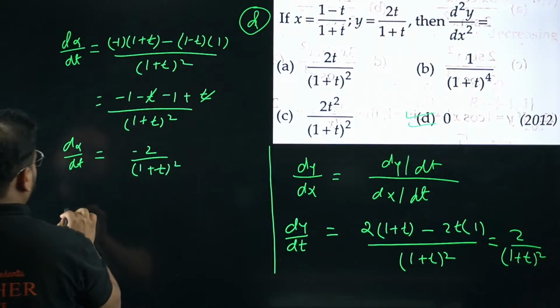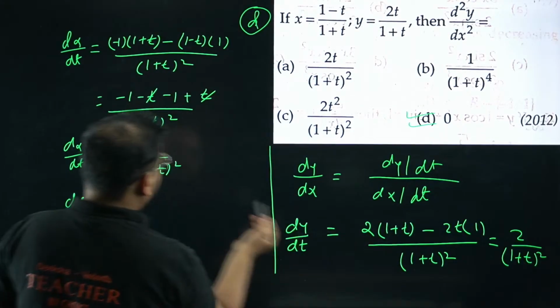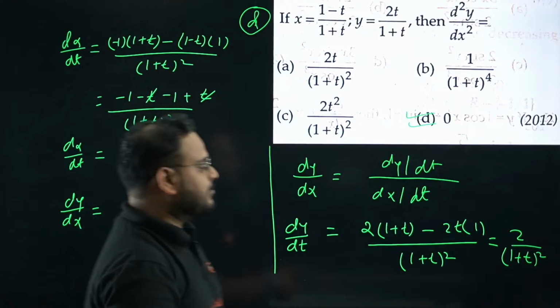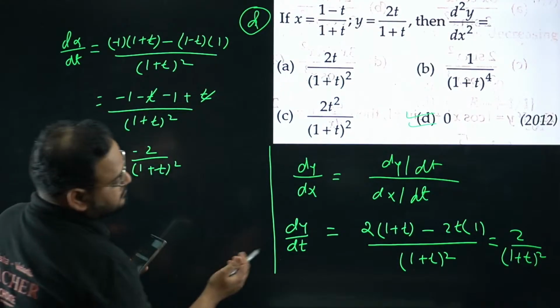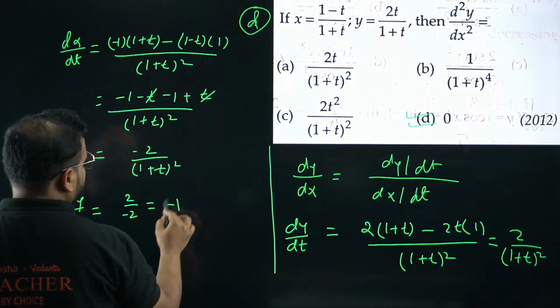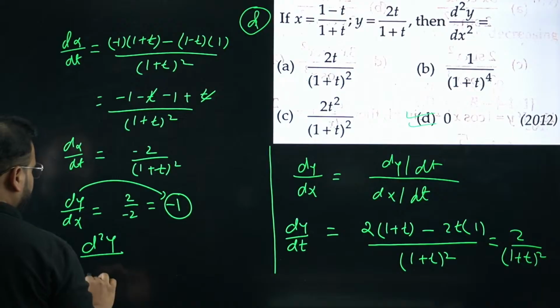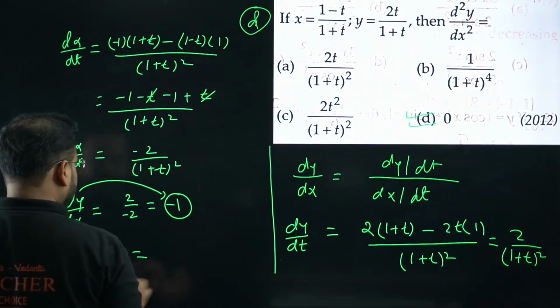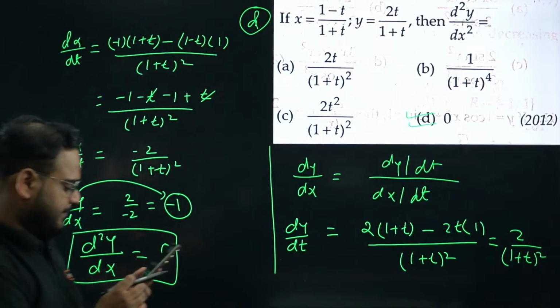So divide now, I'm getting dy by dx. Please check this value by this value. You can check here, we have the same denominator, no? 1 plus t the whole square, 1 plus t the whole square. So I'm going to get 2 by minus 2. Answer is going to be minus 1. First derivative is constant, means second derivative is 0. Is that clear? Please check.